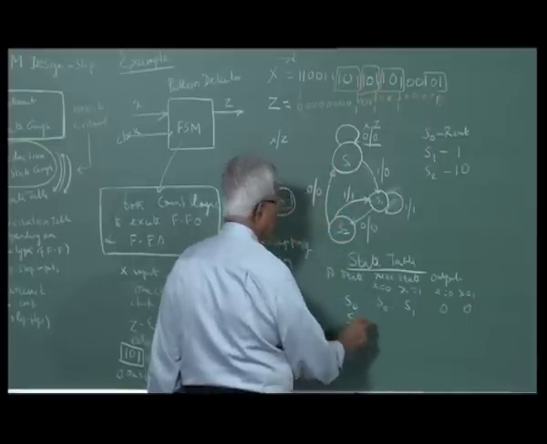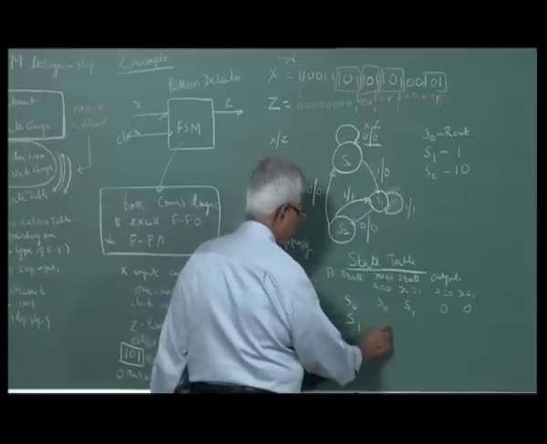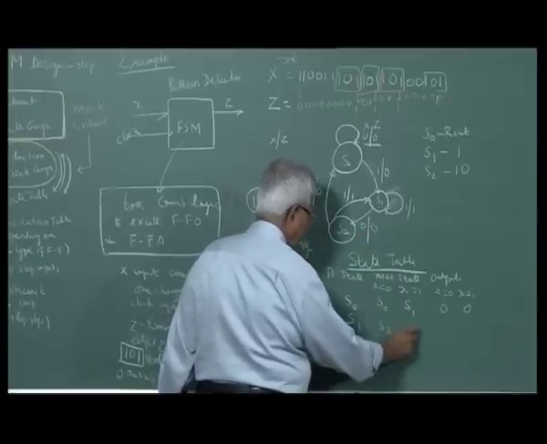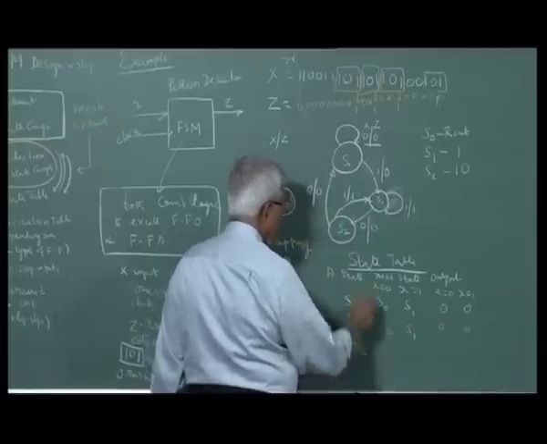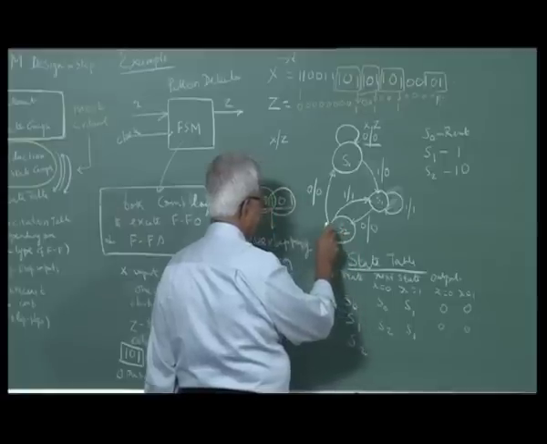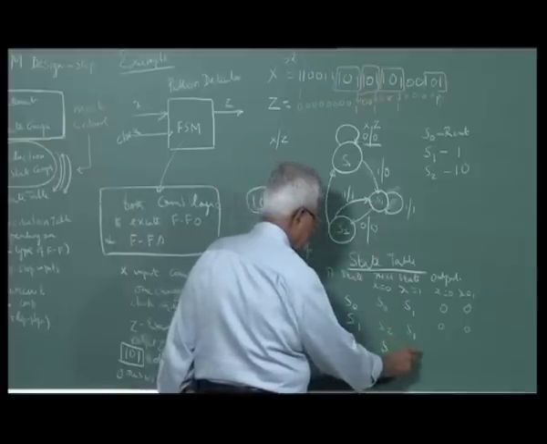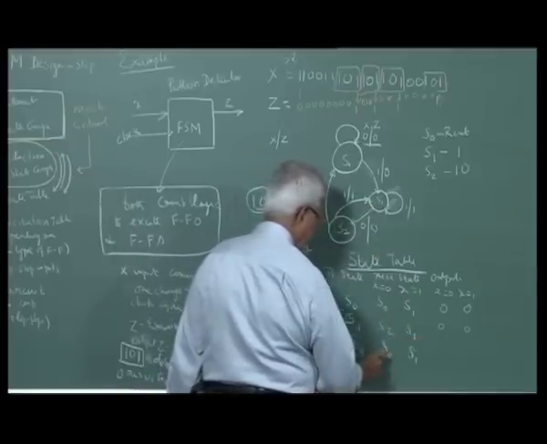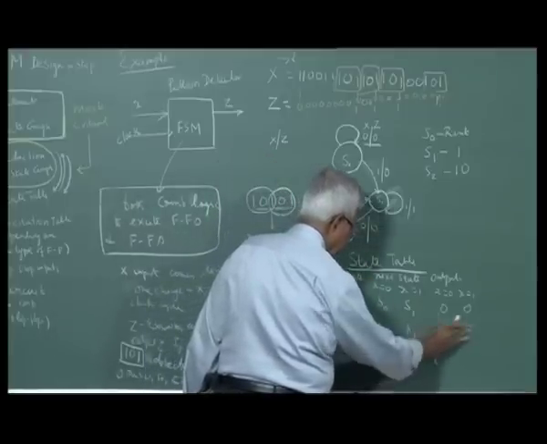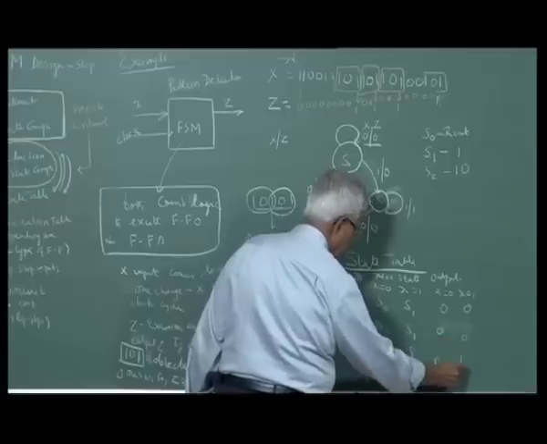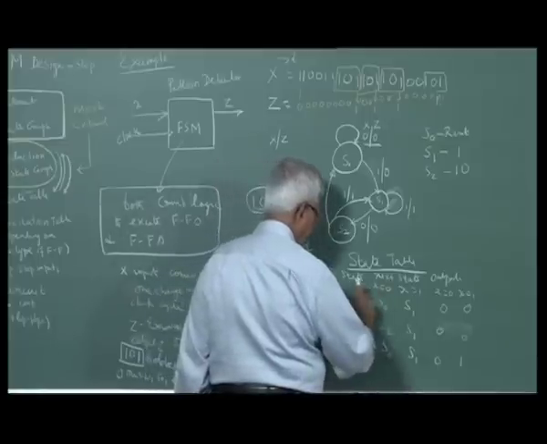Next is S1. In S1 state, if the input is 0, it goes to S2; if it is 1, it remains in S1. Both times the output is 0. In S2, if the input is 0, it goes to S0; if it is 1, it goes to S1. The output is 0 if X's input is 0, and the output is 1 if in S2 the input is 1. This is the state table.